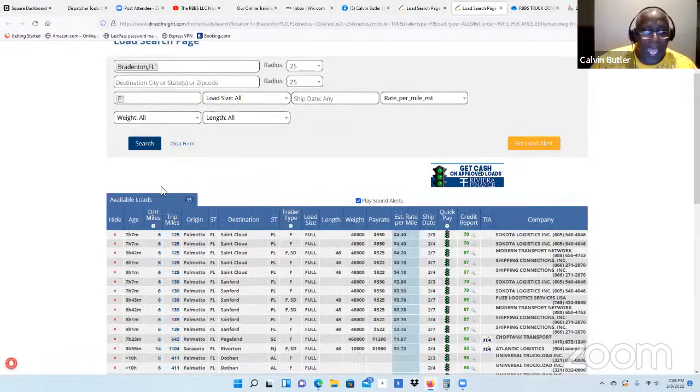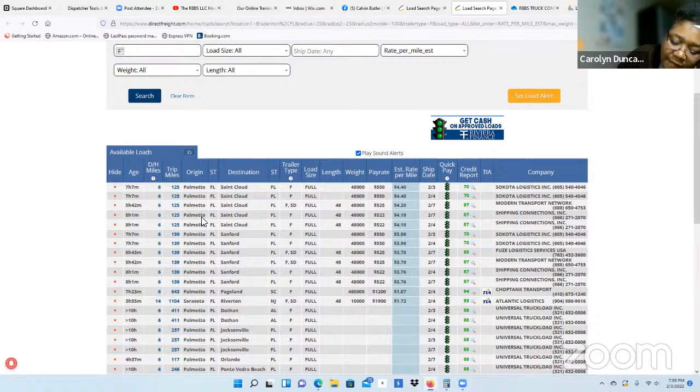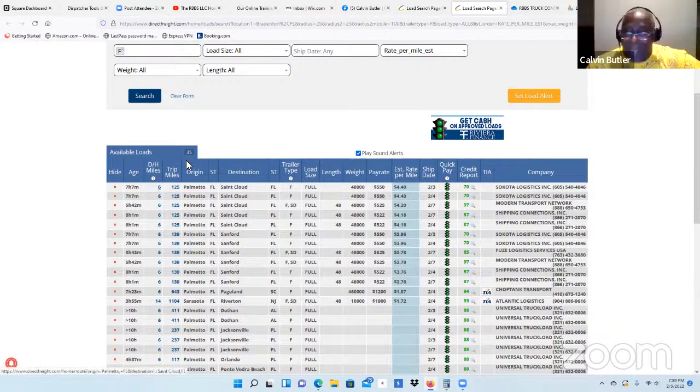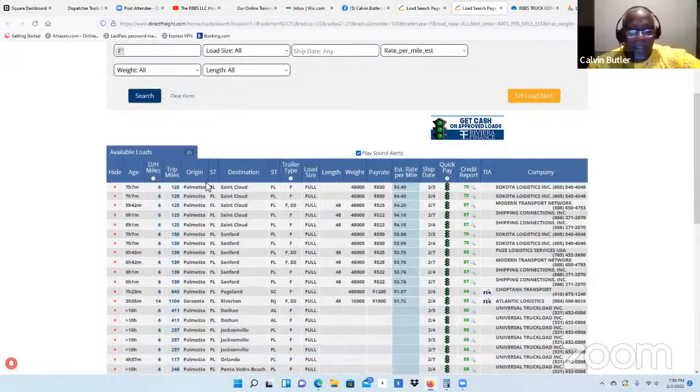I'm gonna do 25 miles here, and I'm gonna do 25 miles here again and see what's close to Bradenton, going out elsewhere. Okay, now I'm gonna do that right there. Look, I can go 6 more miles and pick up this load going in Palmetto, right? And guess what? That's a dedicated. You see what I'm saying? So the first one is a dedicated, then I can go 6 more miles after I drop in Bradenton, I go 6 miles to Palmetto, and I go to St. Cloud. And that's the dedicated.